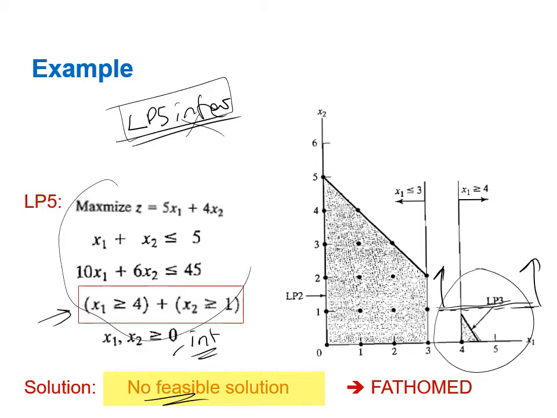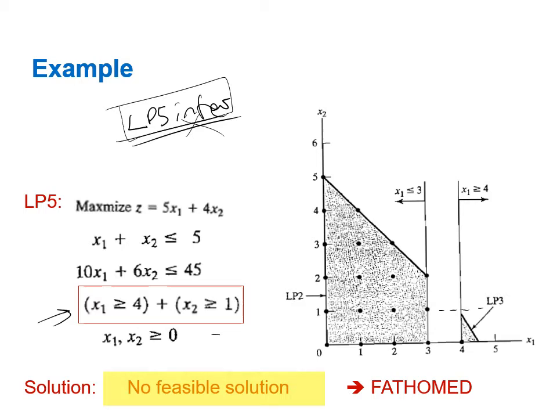But look, I am not considering the original problem now. I am only considering one part of it. I am on this right-hand side, and plus I included this one. Is there any integer solution here? No, of course not. So if the LP is infeasible, then we fathom. Whenever we fathom a node, we always include the reason: fathom by infeasibility. It means that LP5 is infeasible.